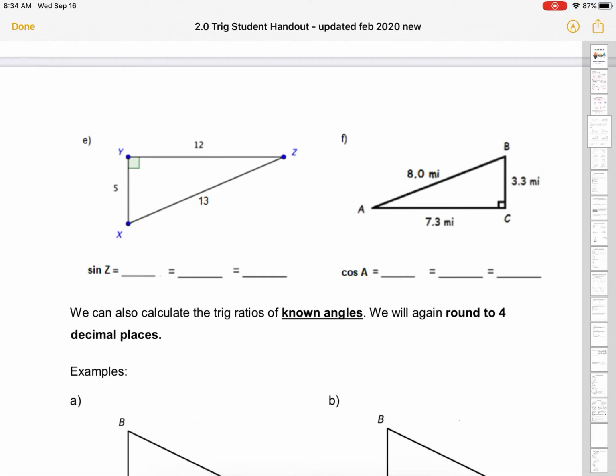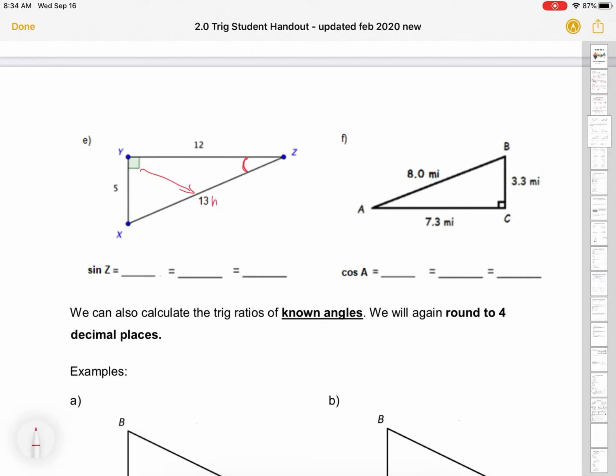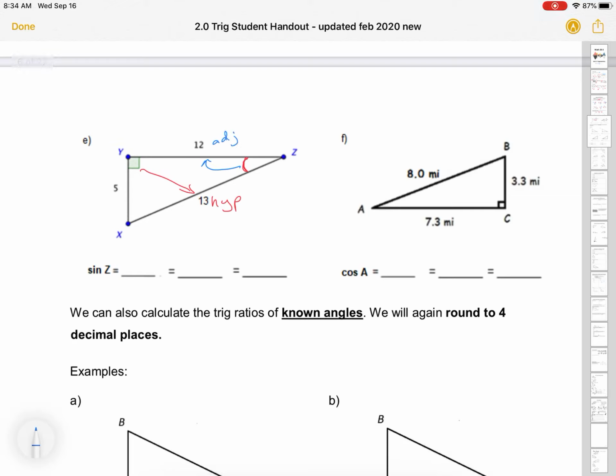We can also calculate the trig ratios of known angles. We're doing these two here, sine and cos. So sine of Z, this is our angle of interest. This is our hypotenuse, this is going to be our adjacent, and this is our opposite. So it's following those same rules. Sine is opposite over hypotenuse, so it'll be 5 over 13. So 5 divided by 13 equals 0.3846.